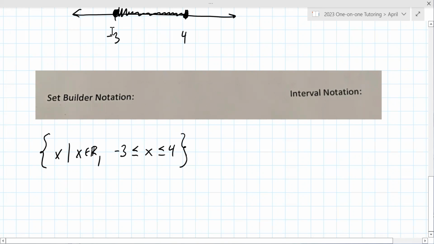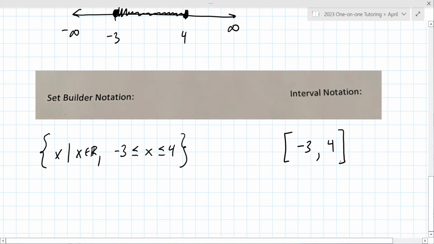Now the interval notation, this time it's from left to right. What's the leftmost number on the number line here that you have? -3? Right. Now there is -infinity to infinity, but it's not shaded. So it's -3, comma, what's the rightmost value that's shaded? Just 4. 4. This time it's bracket.